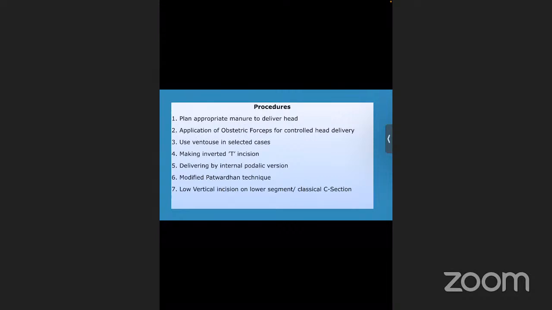Application of obstetric forceps for controlled head delivery. It will help in the high floating head, deflected head, transverse lie. So, judicious use of obstetric forceps. Use ventouse in selected cases. Again, both these instruments are very important in C-section.